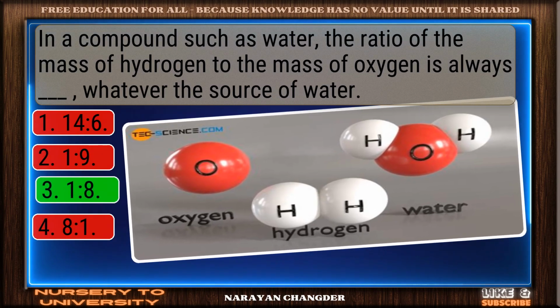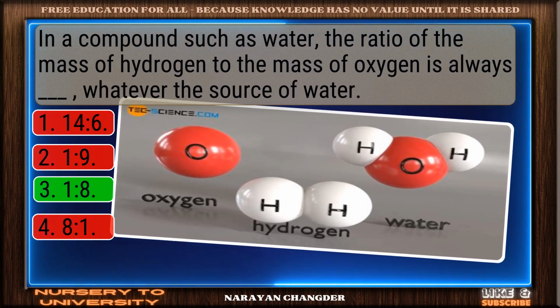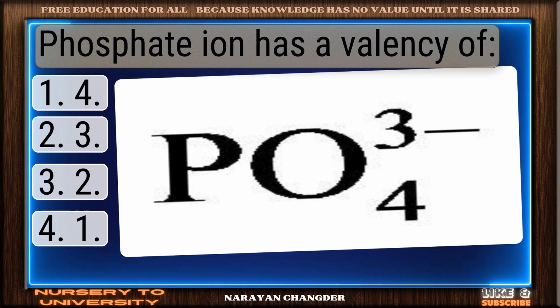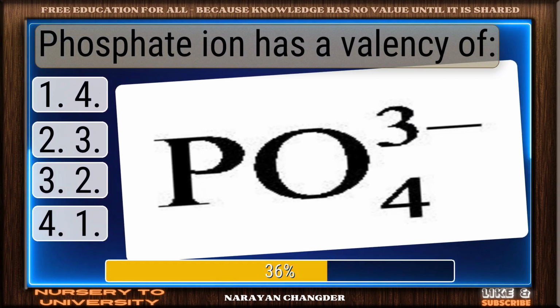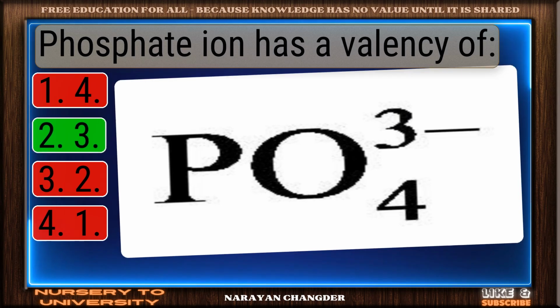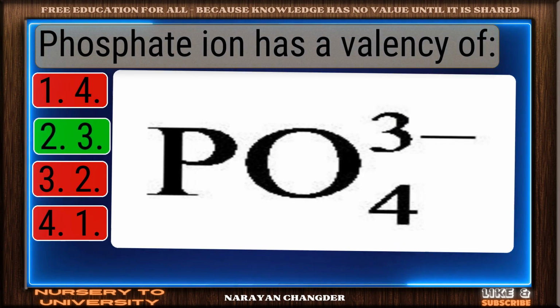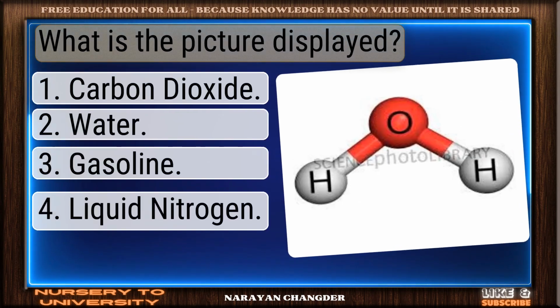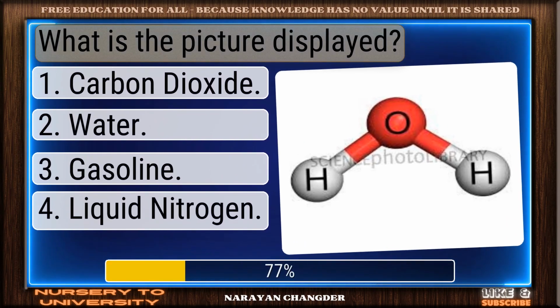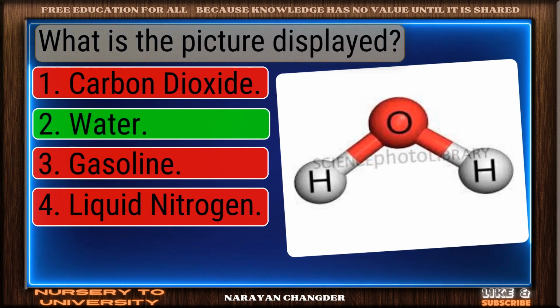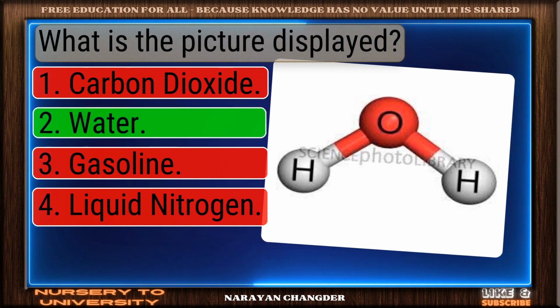Good thinking. 1/8 is the right answer. Question number 36. Phosphate ion has a valency of. Right choice. 3 is the best answer. Question number 37. What is the picture displayed? Smart pick. Water is the correct choice.